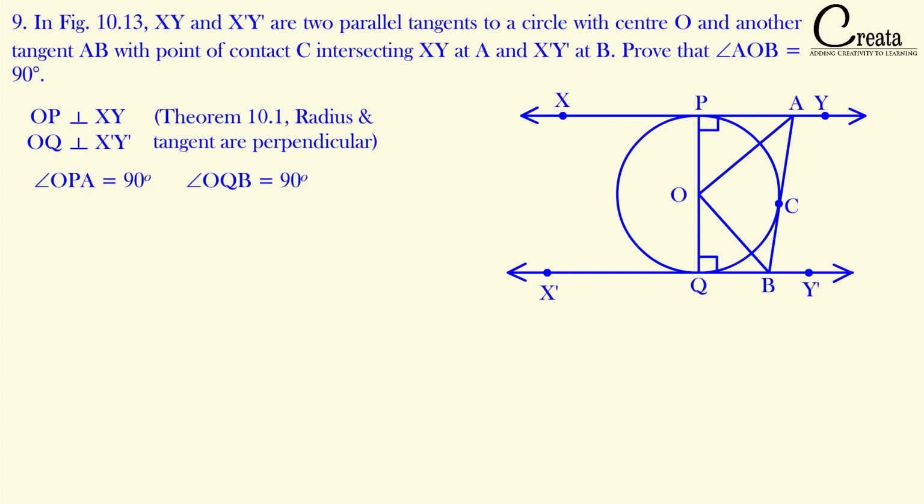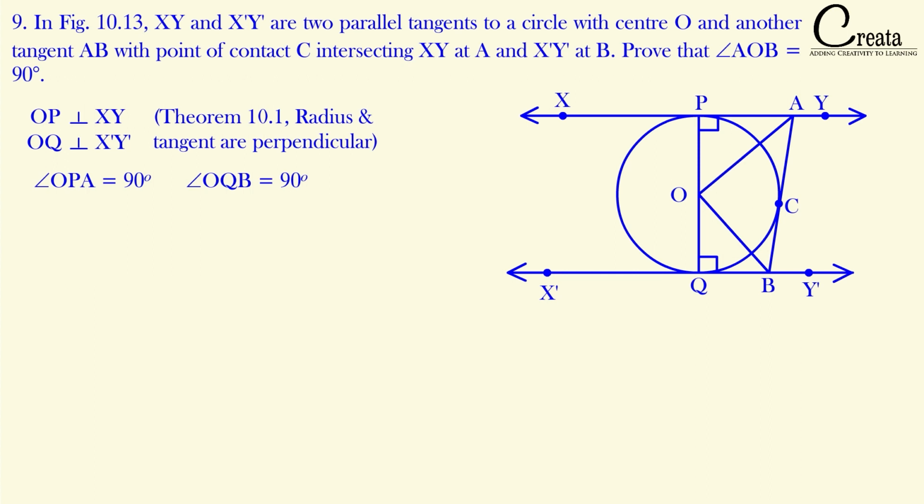Here in the question we are also given a third tangent, the tangent AB. So this is the tangent AB and it is touching the circle at point C. Also, point A is on the first tangent XY and point B is on the second tangent X'Y'. And we have to prove that angle AOB is equal to 90 degrees. So this is the question.